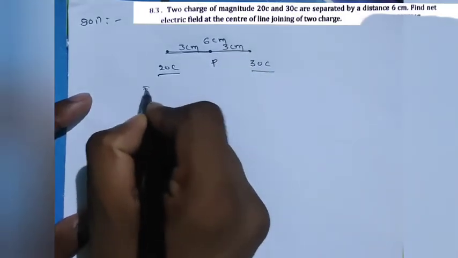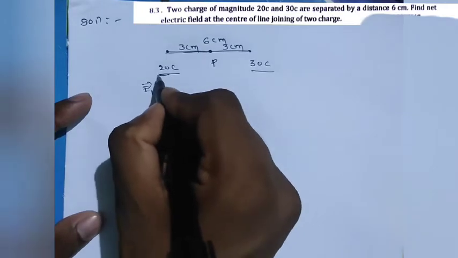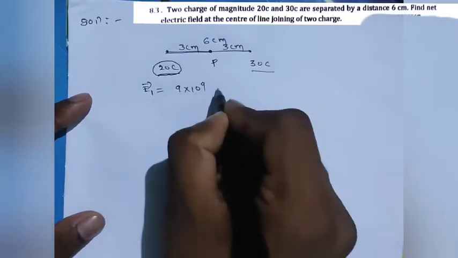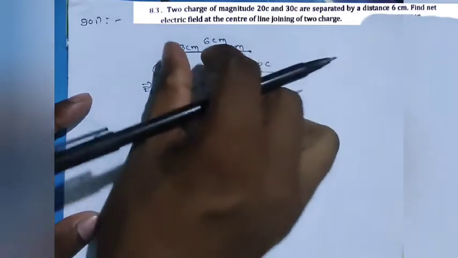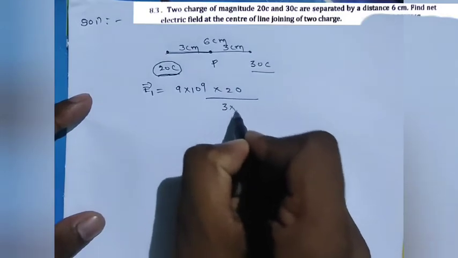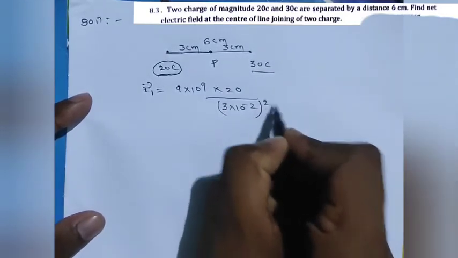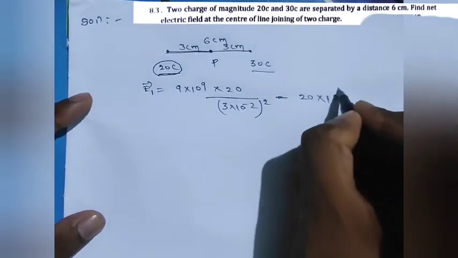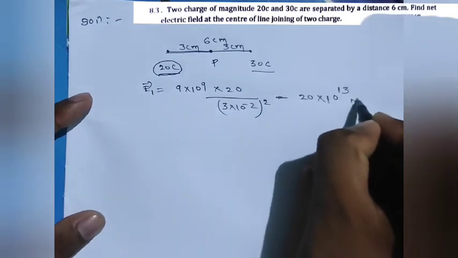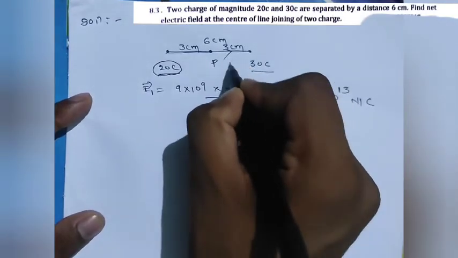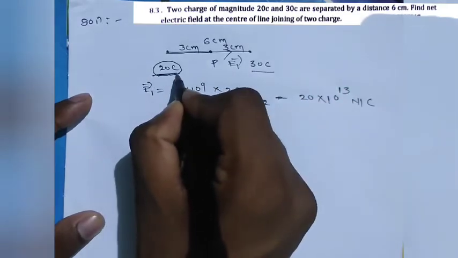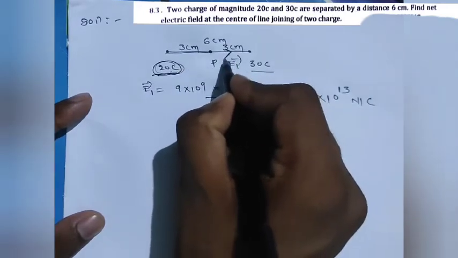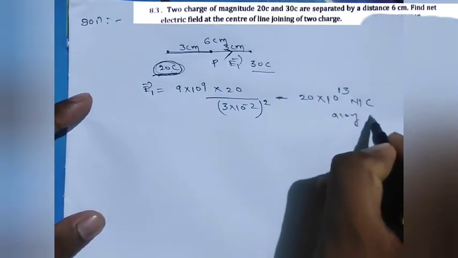So now I shall find the electric field E1, that is the electric field due to the 20 Coulomb charge at point P. So that will be 9 into 10 to the power 9, Q is how much? 20, by r square. R square is how much? 3 centimeter, means 3 into 10 to the power minus 2, whole square. So it will be 20 into 10 to the power 13 Newton per Coulomb, and it will be directed along this direction, because as this charge is positive, the electric field due to this 20 Coulomb charge will be directed outward. So along E1.